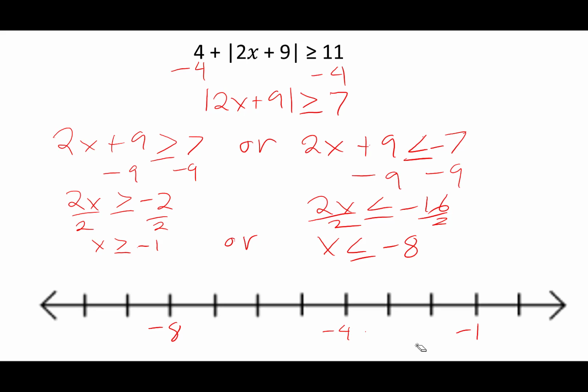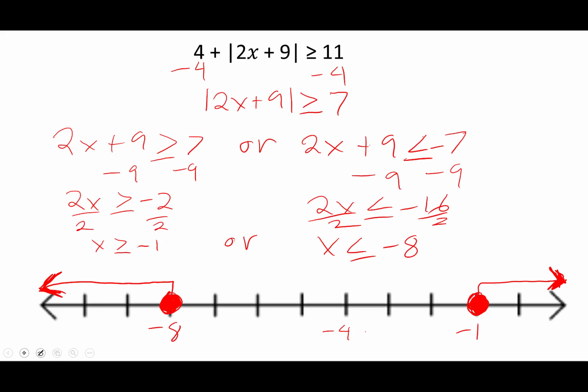Okay. All right, so I'm going to graph these two. So x is greater than or equal to -1. Well, we know this is a closed circle because it's equal to. And since x is greater than, we're going to shade to the right. We want all the numbers that are to the right. Okay, x is less than or equal to -8, so we have a closed circle at -8. And we are going to shade to the left because x is less than. Now, is this acceptable? It's an OR, right? So we're just looking for one of them to be true.